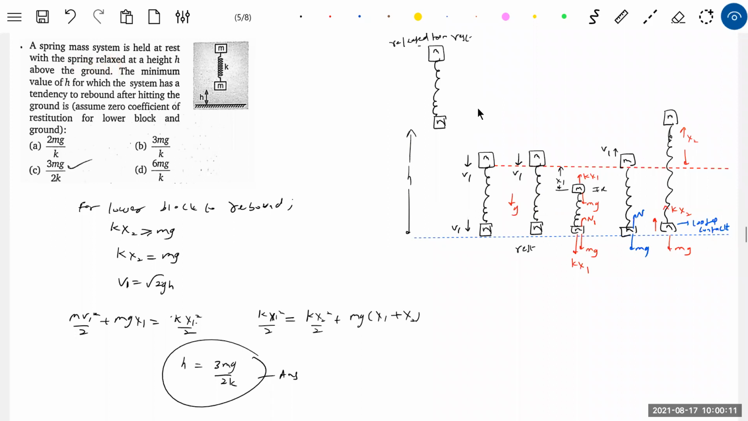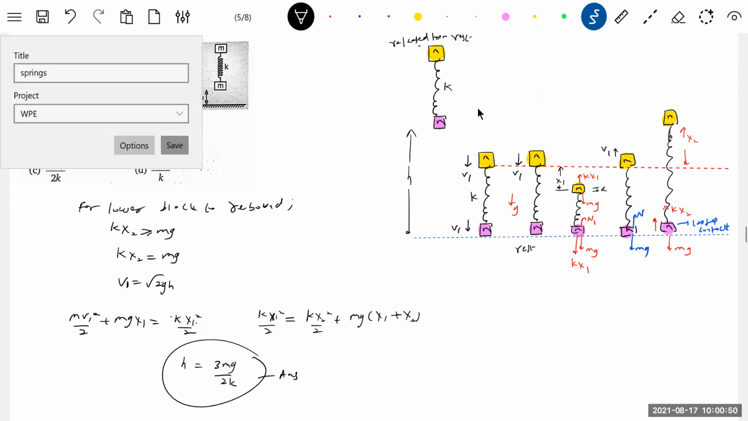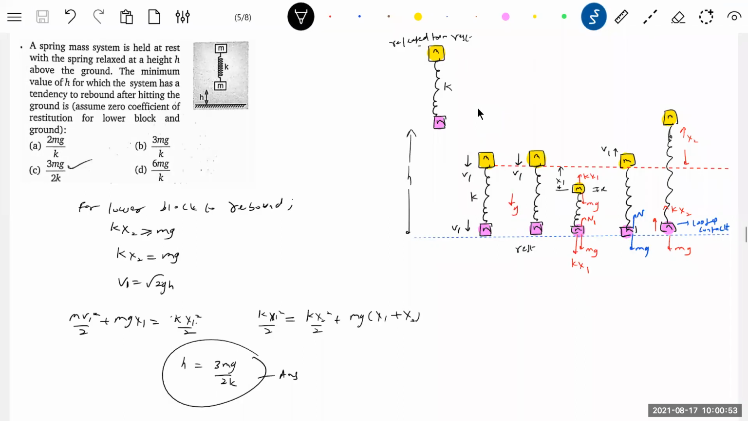Why do you want to change the question? Anant Krishna, what is your problem? It's telling that it is relaxed and released. Question is given and you want to change it. Then what shall I do? Yeah, released from rest, relaxed. The spring is relaxed and the system is released from rest. No, no, sir. How come it will be relaxed? Okay, fine. Read the question. Make a habit of reading the question.